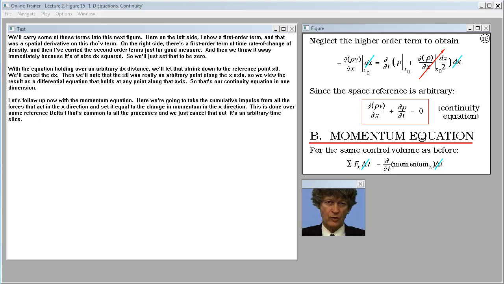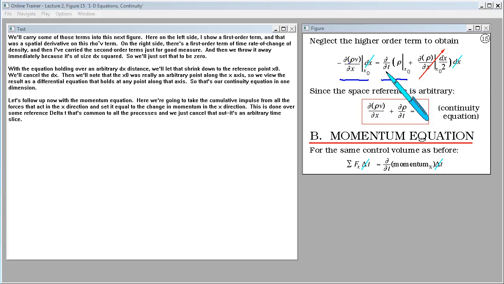We'll carry some of those terms into this next figure. Here on the left side I show a first order term, and that was a spatial derivative on this rho v term. On the right side there's a first order term with a time rate of change of density, and then I've carried a second order term just for good measure, and then we throw it away immediately because it's of size dx squared. So we'll just set that to be 0.